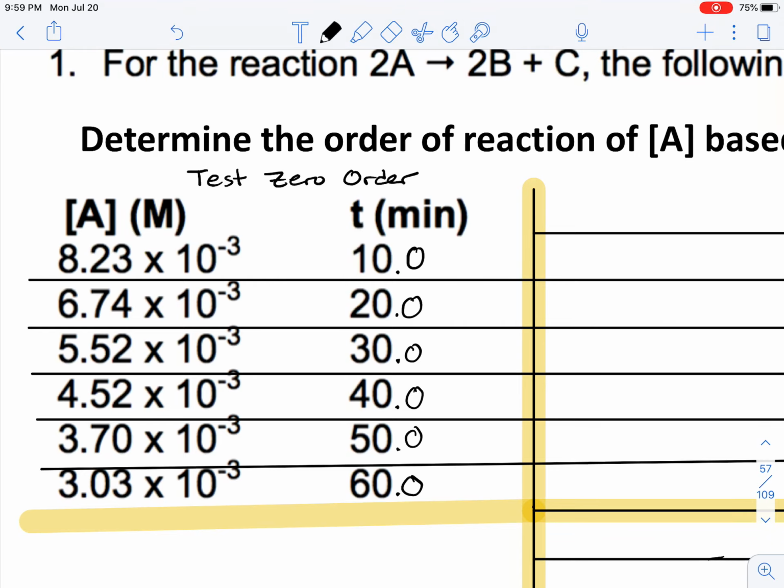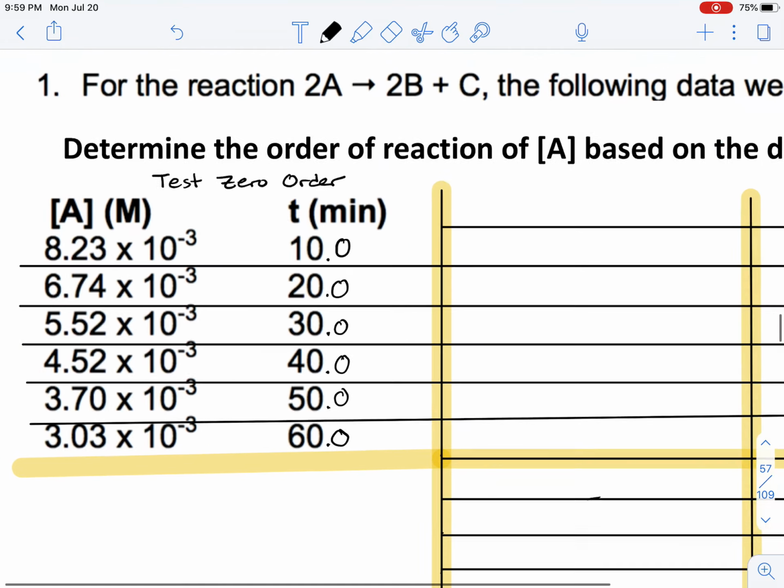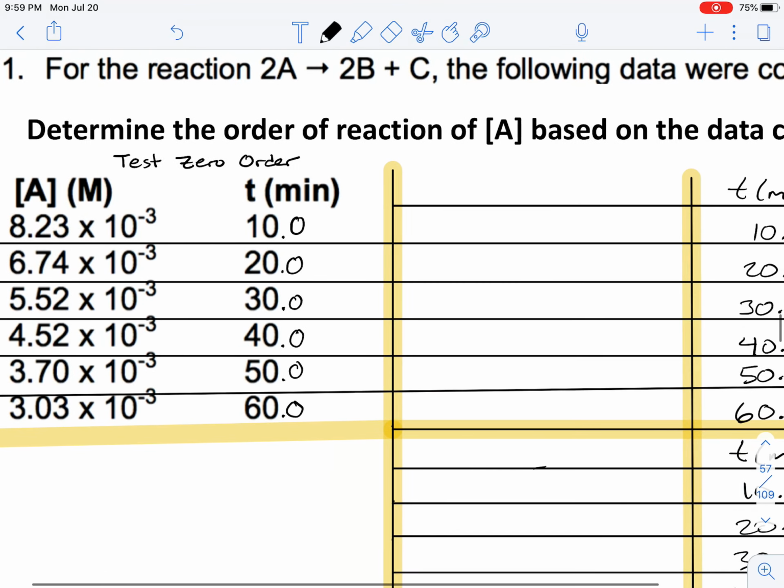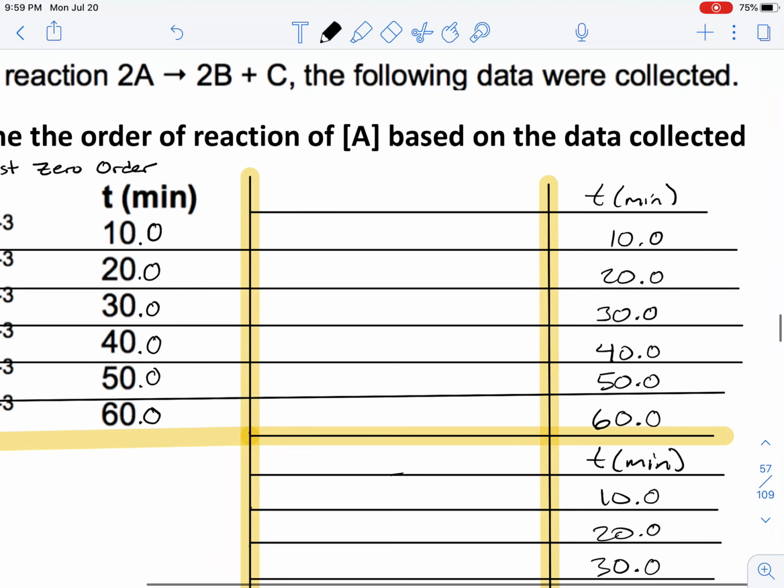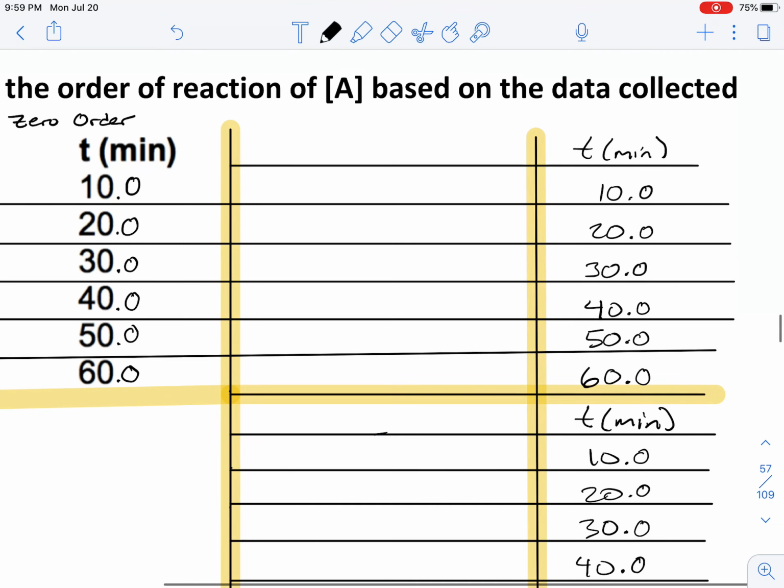And so before I plot this on a graph, I'm going to go ahead and manipulate this kinetic data so that way I can test for first order, and I can also create a table that tests for second order. And so I'm going to go ahead and create a table that tests for first order. And that table will have a y-axis such that the resulting value is from the natural log of the concentration of the reactant. Okay.